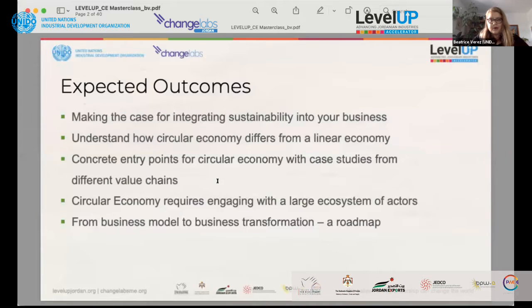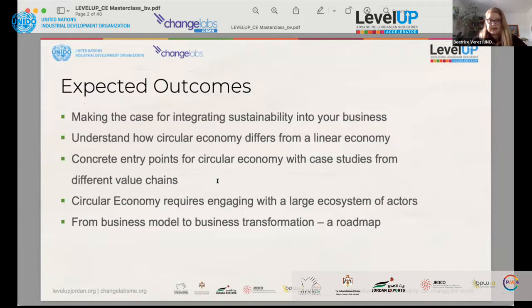So just a quick recap of some of the things that I hope you will get by the end of this masterclass. There is a case, and a very strong one, for integrating sustainability in your business. And that involves a very clear change in logic from a linear economy, which is a one-track path from making to disposing, and obviously starting with extracting, to one of circular economy, which I'll go into in a little more detail in a bit.